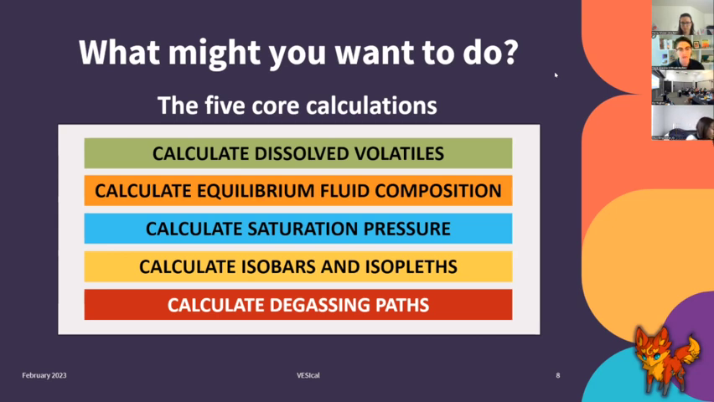You can calculate the dissolved volatiles in a particular magma. You can calculate the equilibrium fluid composition at volatile saturation, and calculate the saturation pressure. So the melt inclusion enthusiasts in the room will like that one. You can calculate isobars and isoplots with any of the models and automatically plot them. And you can calculate degassing paths and automatically plot them. Next slide.